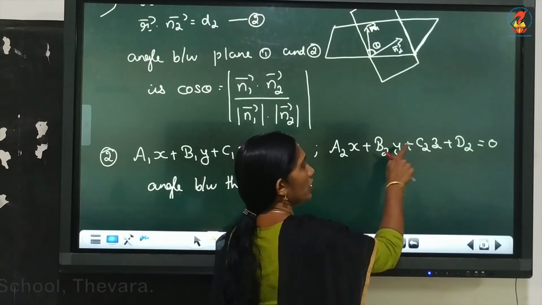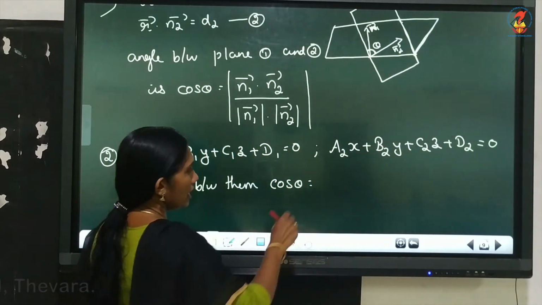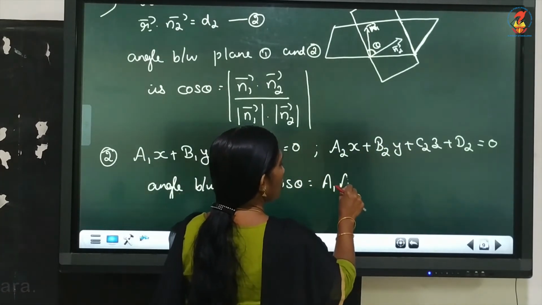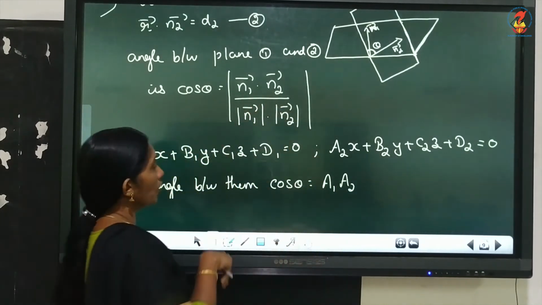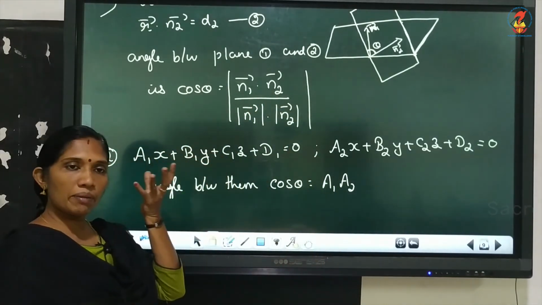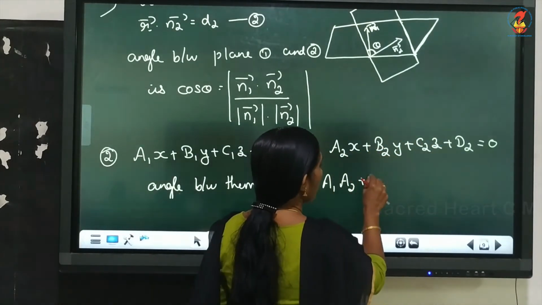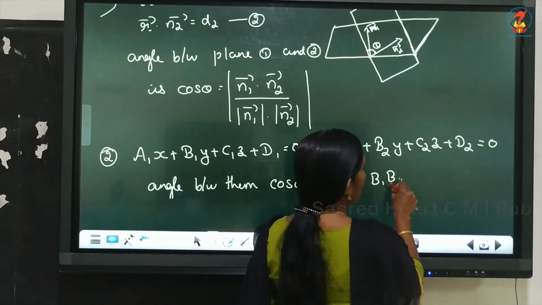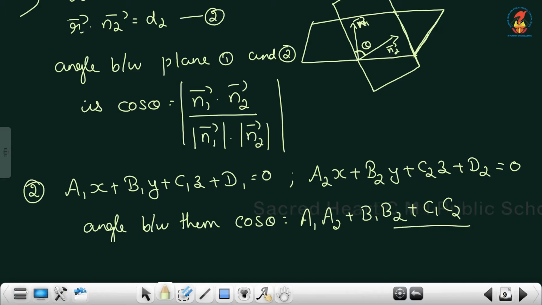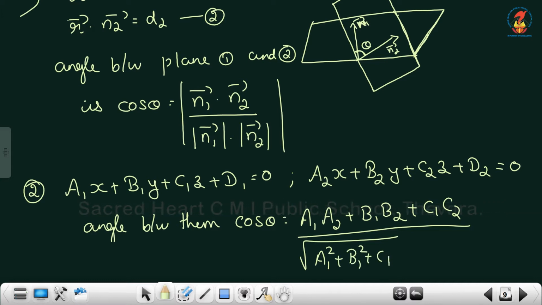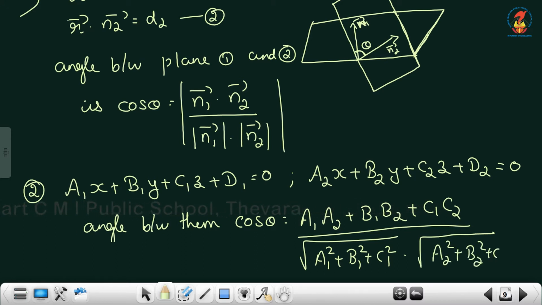Here a2, b2, c2. So angle between them is n1 dot n2. This a1, b1, c1 represent the normal. Here a2, b2, c2. So just multiply that: a1 a2 plus b1 b2 plus c1 c2 by root of a1 square plus b1 square plus c1 square into root of a2 square plus b2 square plus c2 square.